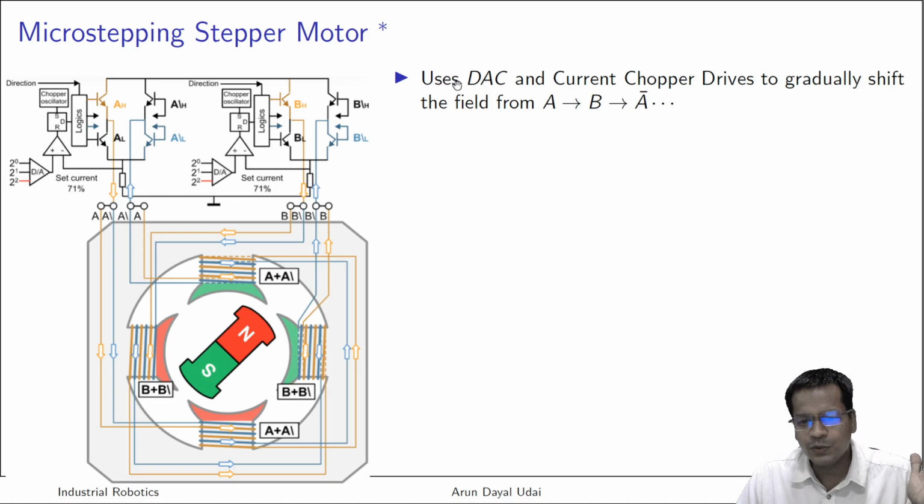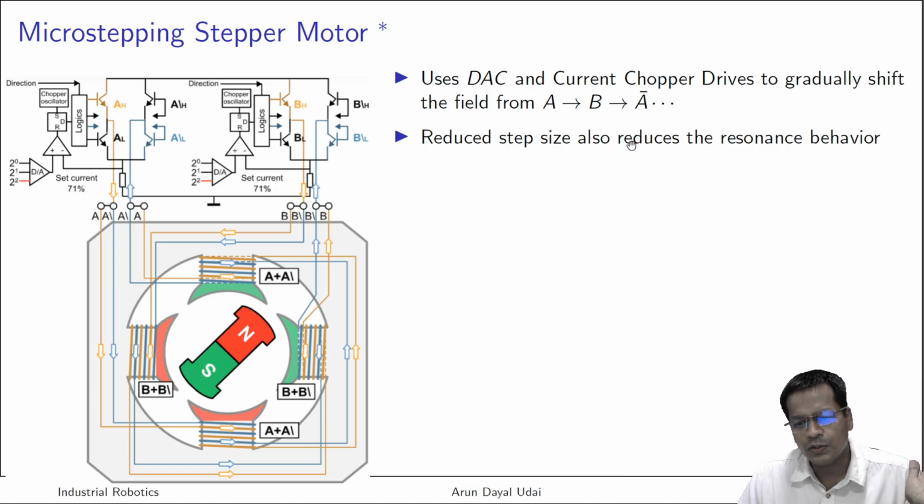Okay. So it uses a digital to analog converter to shift the pole from this to this. Digital to analog converter and current chopper drive. You have to control the current. Higher is the current, higher is the field. So you have to shift the pole. So you have to shift the current from 100% here to 100% there, so that the armature moves gradually from this to this and further. Okay. So it is a current chopper drive which is used.